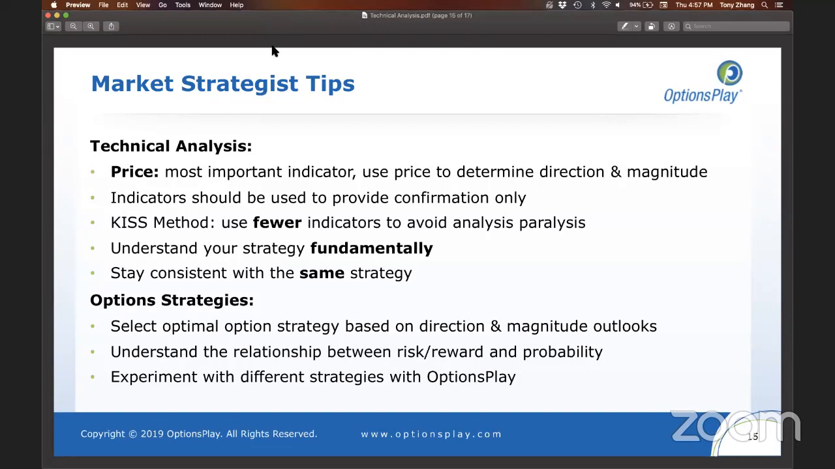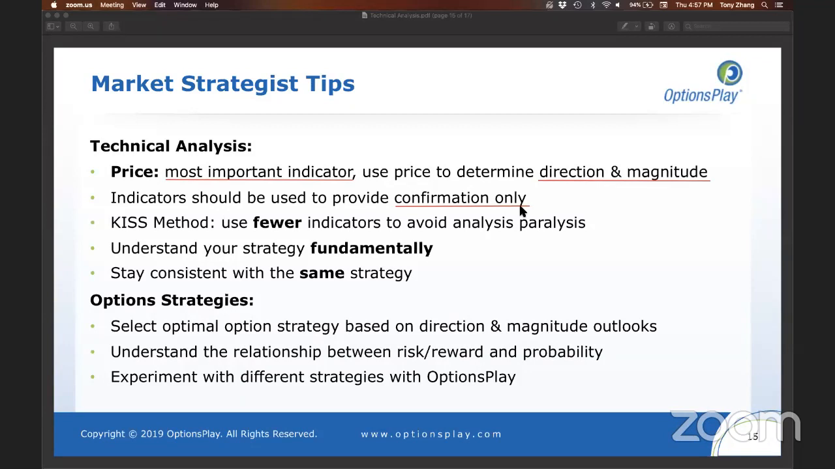But whenever we're looking at technical analysis, I want to stress that whenever you're using technical indicators, I've seen traders use lots and lots of indicators on their charts, and by the time they finish putting on all their indicators, they don't even look at the price anymore. And what I want to stress is that price is the most important indicator for you to use. Use price to first determine your direction and magnitude bias, and then you should only use all of your indicators to provide some kind of confirmation only.